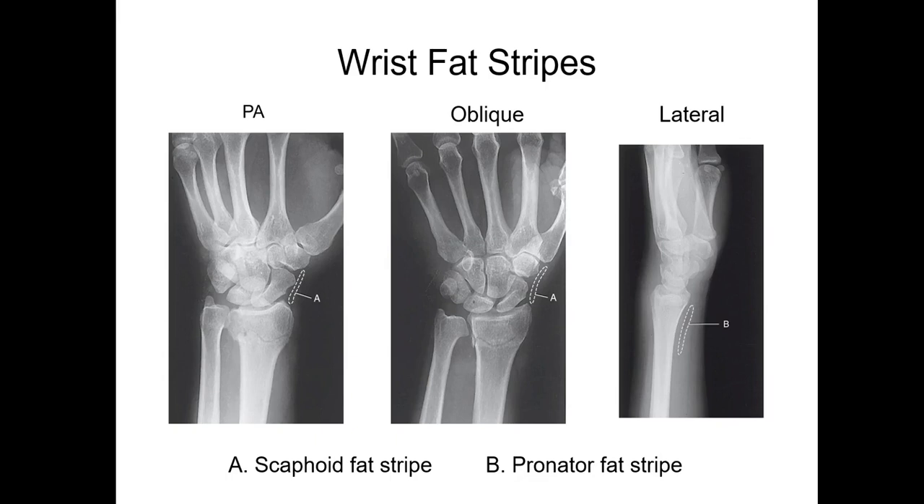So, to summarize and in conclusion, please be familiar with the names of the two fat pads in the wrist and their locations. Please also understand that displacement of those fat pads can indicate trauma to that joint, which is why optimal techniques are so important, so that we don't overexpose that little radiolucent structure.